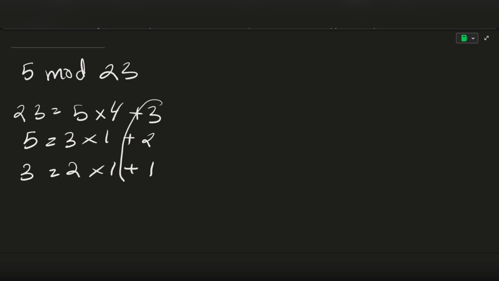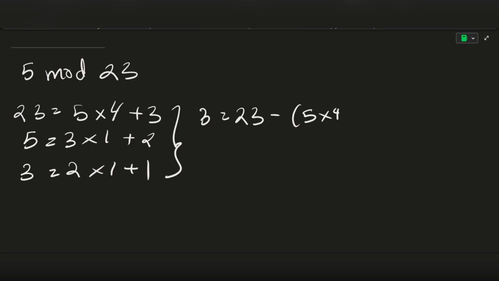So what we will do, we'll make these three the subject of the equations, instead of 23. So we move all this to the other side of the equation. So it becomes 3 is equal to 23 minus 5 times 4. Then it becomes 2 is equal to 5 minus 3 times 1. Then it becomes 1 is equal to 3 minus 2 times 1.